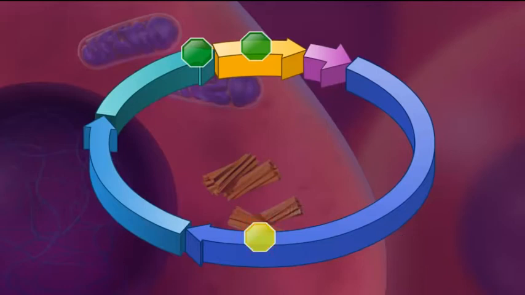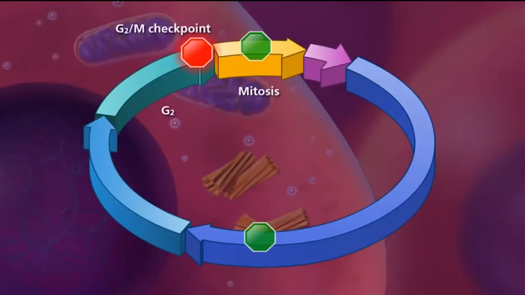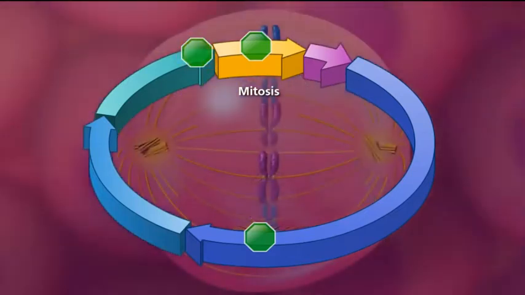The next checkpoint, the DNA replication checkpoint, occurs right before entering M phase. At this checkpoint, the cell can only pass if the chromosomes have replicated successfully, if the DNA is undamaged, and if activated MPF is present.